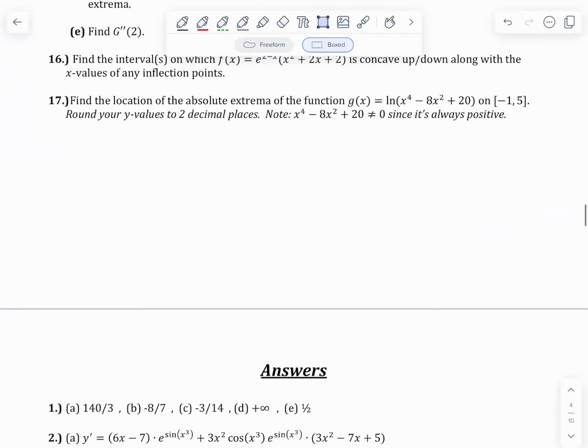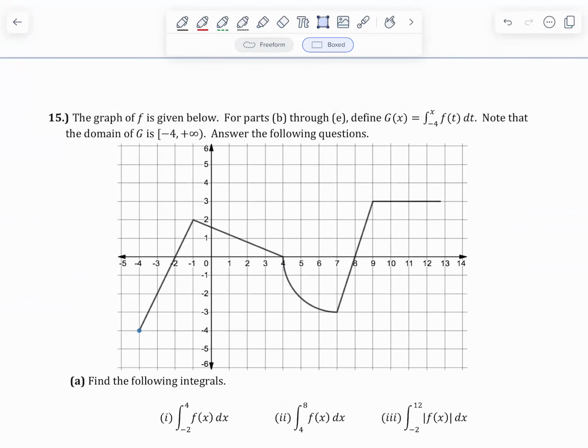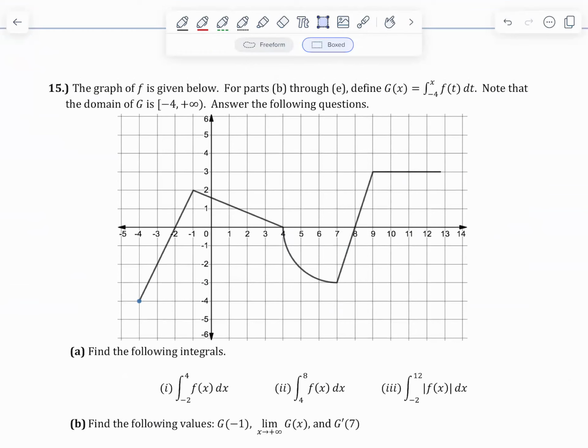Any other things? Do you guys want to go over this problem here? Number 15. 15 is a pretty good one. Interpreting integrals and graphs, because we haven't really talked about that too much. So the graph of the function f is given below. For parts b through e, define g of x to be the area function from -4 to x. So find the following integrals.